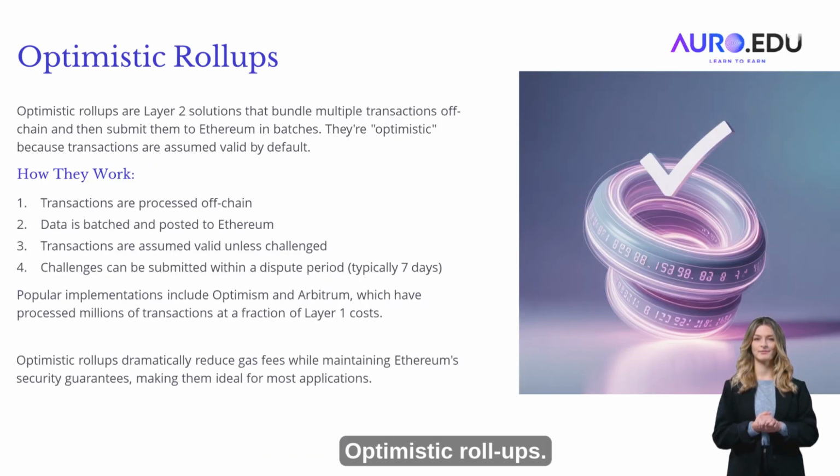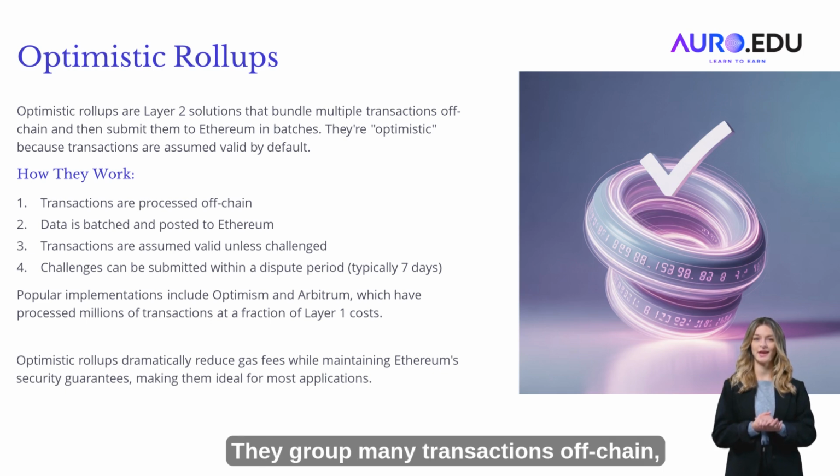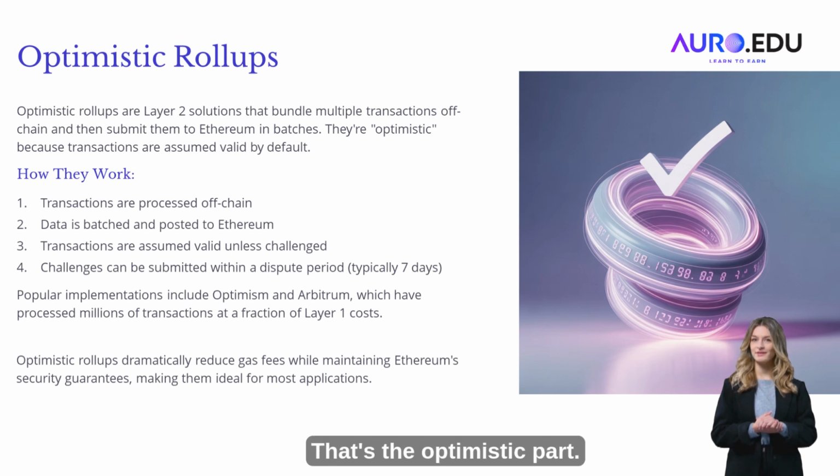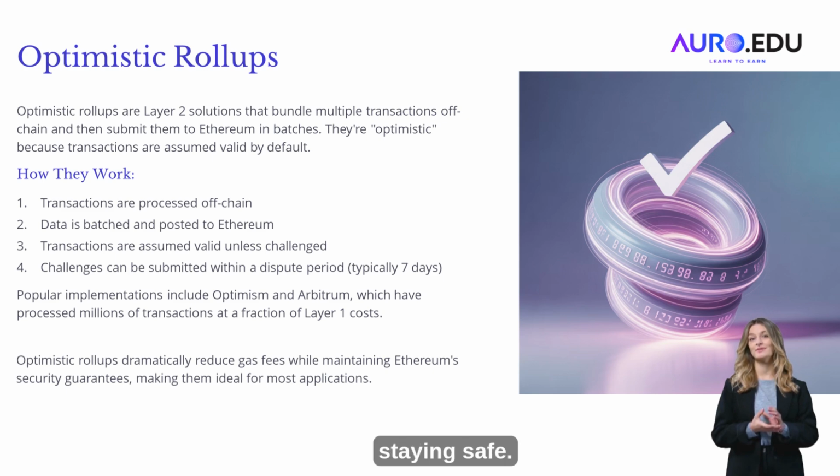Optimistic rollups. Optimistic rollups are popular Layer 2 systems. They group many transactions off-chain, then send them to Ethereum in bundles. By default, they're assumed correct. That's the optimistic part. If someone suspects an error, they can challenge it using a fraud proof. This makes transactions cheaper and faster while staying safe.